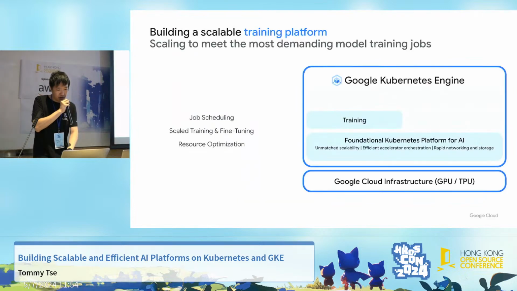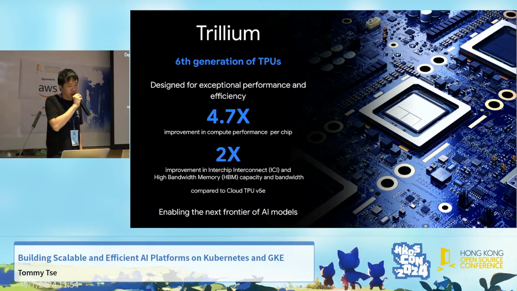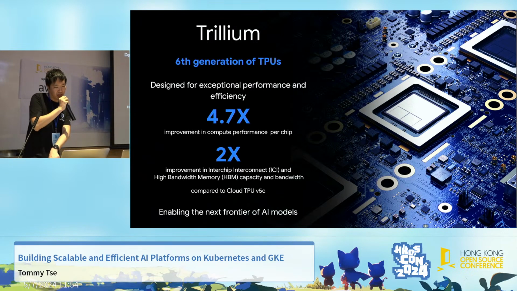And the latest version, which we announced early this year, is called Trillium. It's the latest generation of TPU, so there's more performance and more bandwidth compared to the previous version.